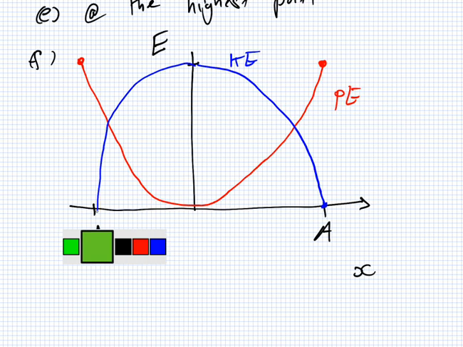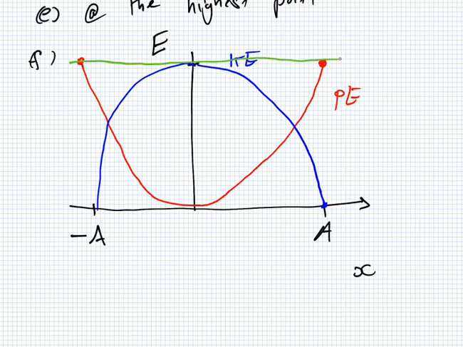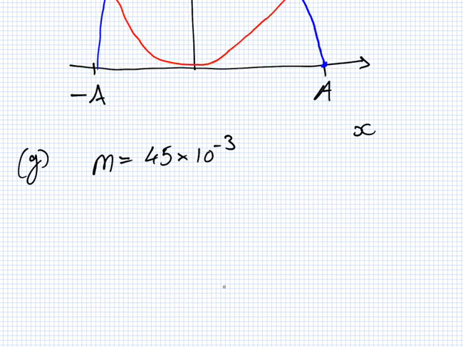Okay, so part F now is they want an energy graph. So here is X, and here is the amplitude, and here's minus amplitude, and then here is the energy. At the beginning it has maximum potential. And then at the lowest point here, it has no potential. You've seen this graph already, I did it in class.